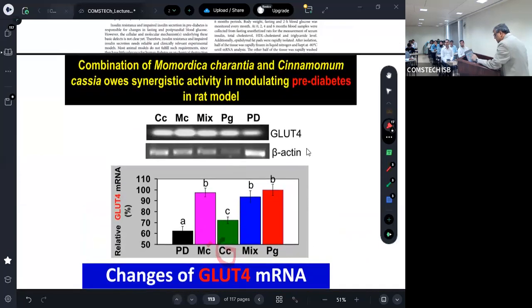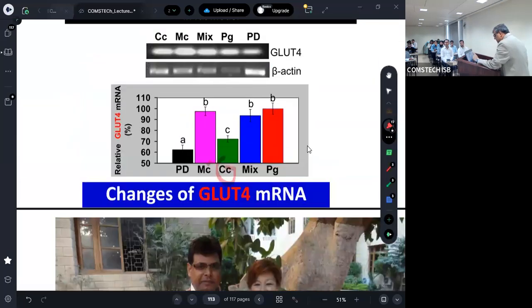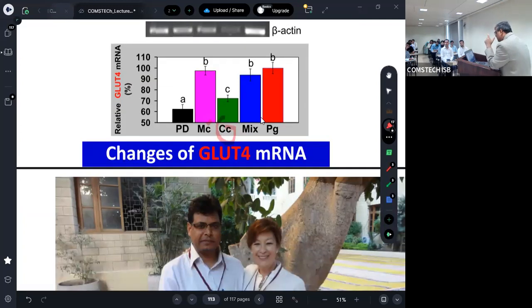Okay, so sorry, my blood glucose report data is not here. We found the blood glucose data. It is normally very similar to the control. Blood glucose is very similar to the control level, and we found the molecular mechanism, how it happens. Normally, this is the Momordica charantia, this is the cinnamon, this is the mixture. This mixture is relative to GLUT4 mRNA. It upregulates the GLUT4. This is the main receptor.